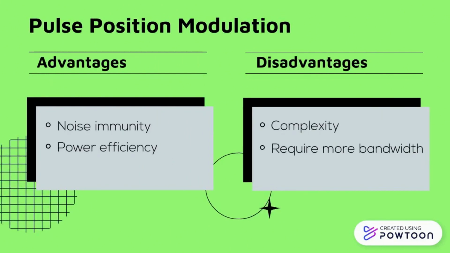For the advantages of PPM, the first one is noise immunity. PPM has better noise immunity since noise typically affects the amplitude rather than the position of the pulse. Next are the disadvantages of pulse position modulation. First is complexity. The next one is that they require more bandwidth.